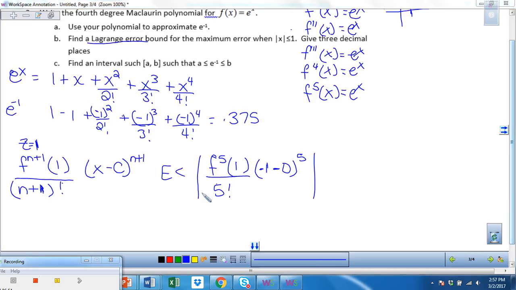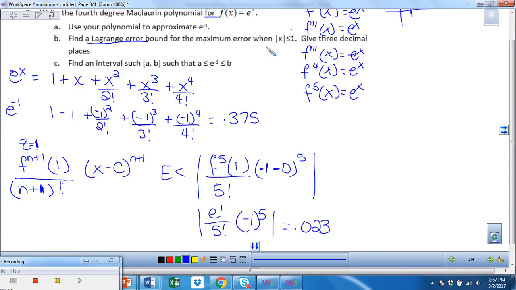Okay? So my 5th derivative evaluated at 1 would simply be e to the 1st power. So this is e to the 1st power over 5 factorial times negative 1 to the 5th. But since I'm taking the absolute value of that, it's going to be positive. So that comes out, I think, to 0.023. So that is the maximum error that I'm going to have, 0.023.